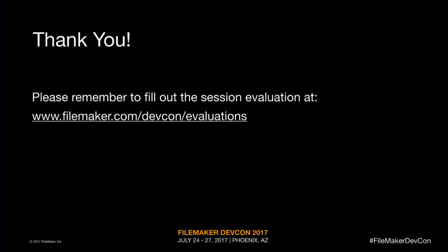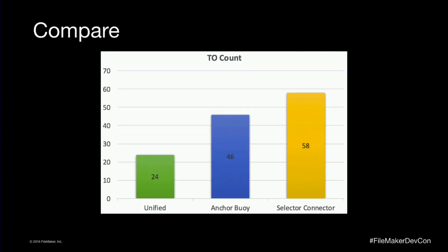Anybody want to see the graphs from last year? So this is a comparison of the table occurrence groups, or the TO count. So I built the solution 3 times: unified graph, anchor buoy, and selector connector. And so the unified graph had 24 table occurrences, the anchor buoy had 46, and selector connector had 58. So that gives you some perspective. And again, this is a small little baby solution, right? It's just a demo solution for doing this. This wasn't actually a real solution.